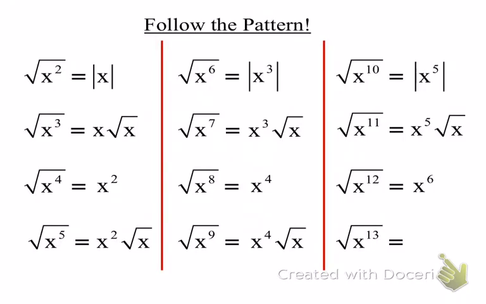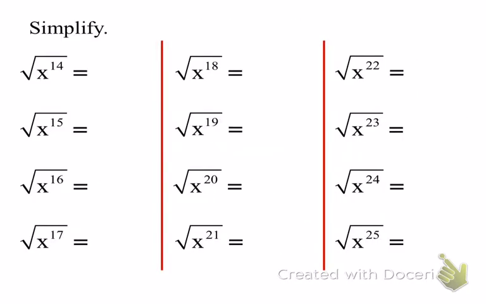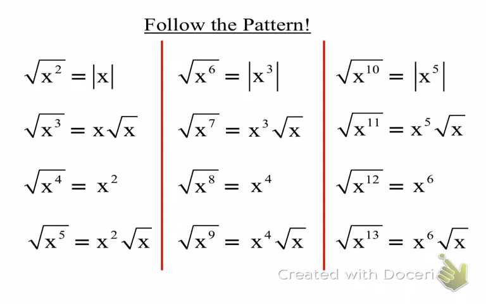Yes? For perfect squares, like x to the 4th and x to the 9th, why is it not x to the 3rd? Because if x to the 4th, square rooted, why is it not x squared? And for x to the 9th, why is it not x?